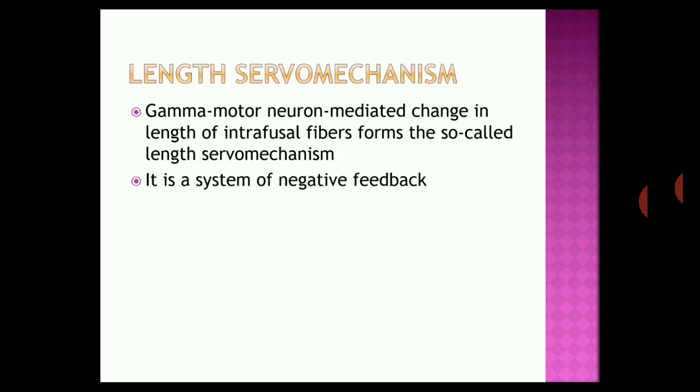Now, what is length servo mechanism? Gamma motor neuron mediated change in length of intrafusal fibers forms the so-called length servo mechanism, and it is a system of negative feedback. So when there is a stimulation of gamma motor neuron, it supplies the polar end of intrafusal muscle fibers. So there is a shortening of the polar end, and due to this shortening, there is increased stretching over the center portion, and due to this stretching of the center portion, they send signals through primary and secondary afferents to the spinal cord, and there is a stimulation of alpha motor neuron and there is a contraction of muscle fiber. Okay, so this is length servo mechanism.